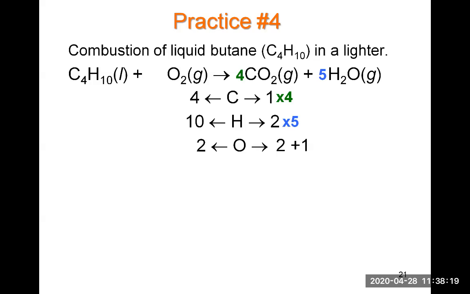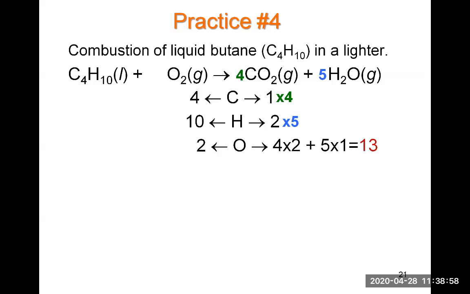Oxygen, we have 2 on the left, but we have changed the number of oxygen on the right because now we have those coefficients in front of CO2 and H2O that will change the number of oxygen. So we need to recount the number of oxygen. And so in CO2, we have 4 times 2 oxygens. That's going to be 8 plus 5 times 1 from water. So 8 plus 5 is 13. So we have 13 oxygens on the right now.